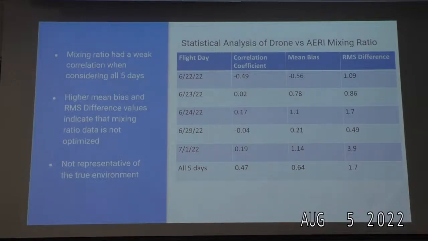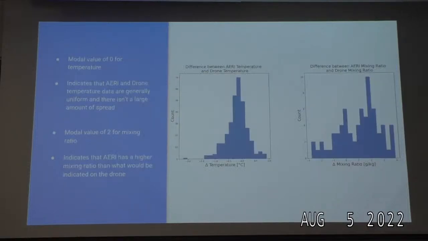And this essentially means that this was not representative of the true environment, and that the mixing ratio data was generally not optimized. And this can be further seen with a few histograms here, where essentially you want to have a modal value of 0, which indicates that the area and drone data are generally uniform and that they are showing similar things. And this is true for the temperature.